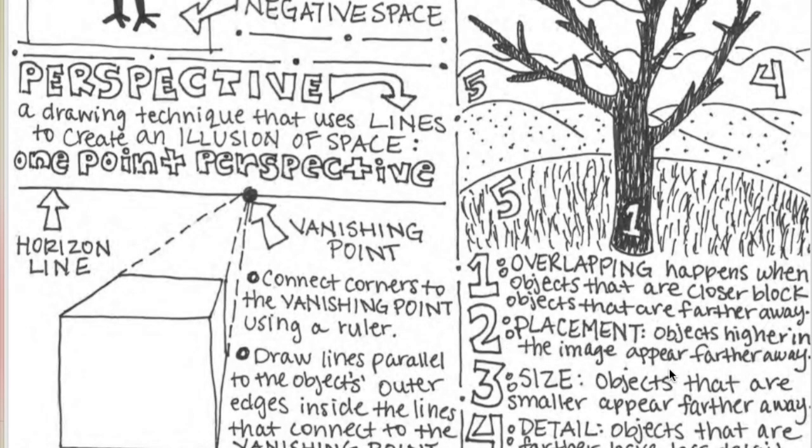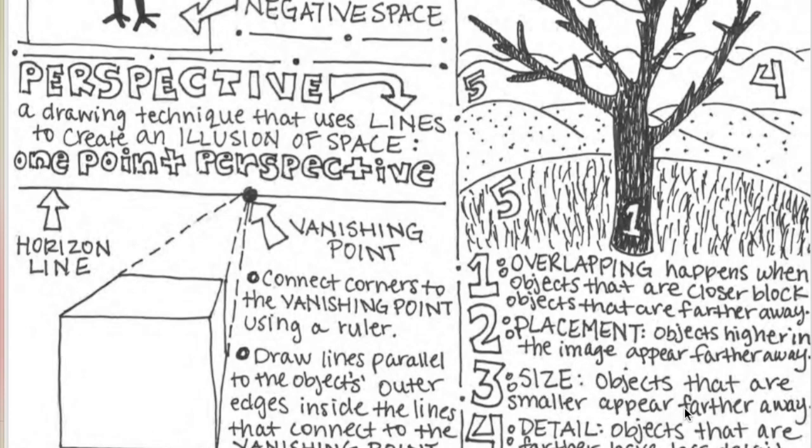Number 2 says placement. Objects higher in the image appear farther away. So we could use the same example here of these hills. This hill that's in the front is closer to us because it's at the bottom of the page. And as we move up the page to the middle ground and then to the background, we're moving farther up the page as we're going back in space. So that's placement.